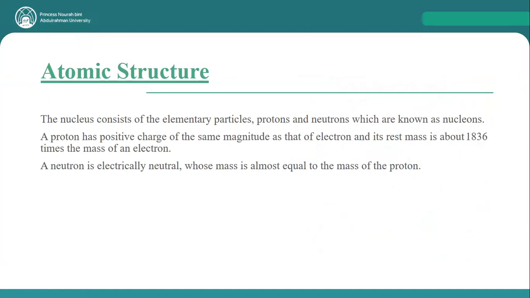We first start with atomic structure. The atom consists of a nucleus surrounded by electrons. The nucleus consists of protons and neutrons. Protons and neutrons are known as nucleons. The protons inside the nucleus have the same charge as the electron, but their rest mass is about 1,836 times the mass of an electron. The neutron is electrically neutral, and its mass is almost equal to the mass of the protons.